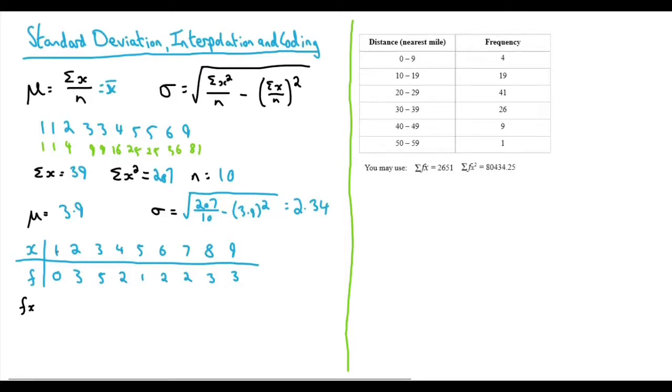So we just need to say, okay, 1 times 0, well, that's just going to be 0. 2 times 3, 6. 3 times 5 is 15. 4 times 2 is 8. 5 times 1 is 5. 6 times 2 is 12. 7 times 2 is 14. 8 times 3 is 24. And 9 times 3 is 27.